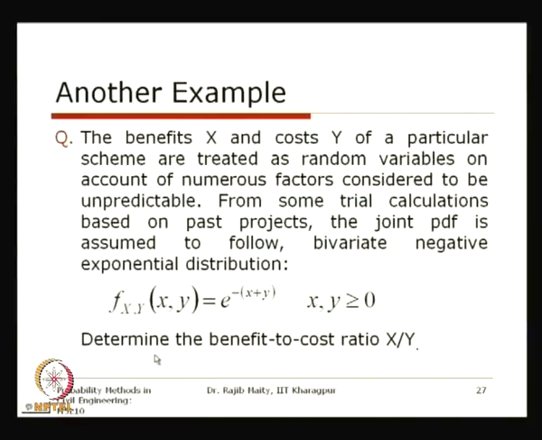And what we have to determine is the probability density of the cost to benefit ratio, so x by y. Here the benefit is x and the cost is y, their joint density is expressed in this form, and we are interested to know the probability density of this benefit to cost ratio, that is x by y. Now see here, there are two random variables x and y, their joint distribution is given, and we are looking for one function here.